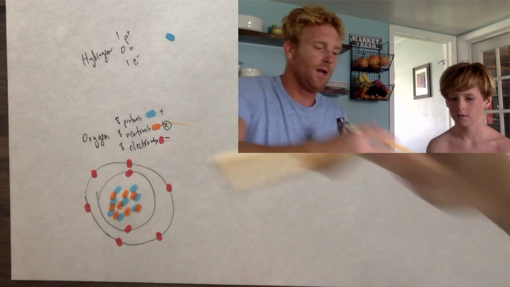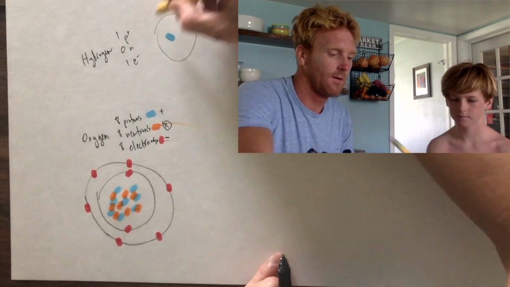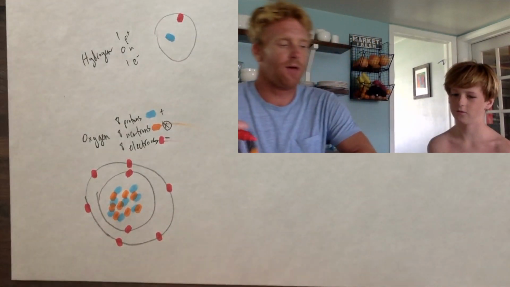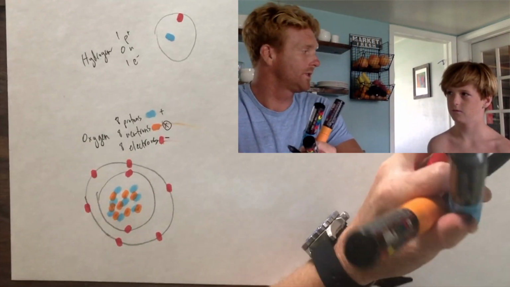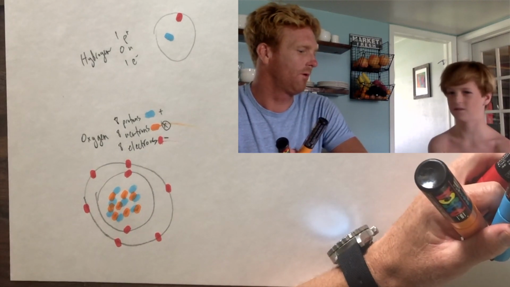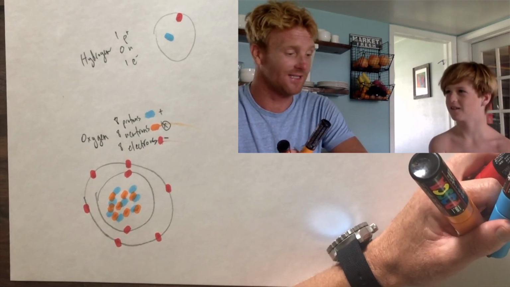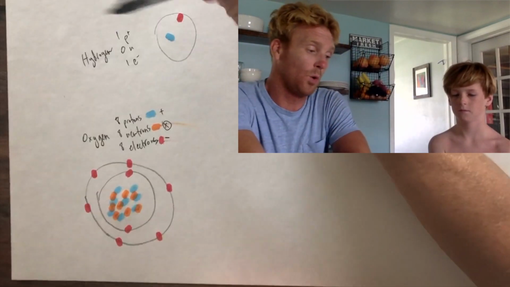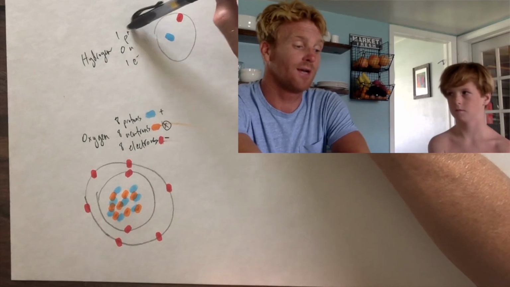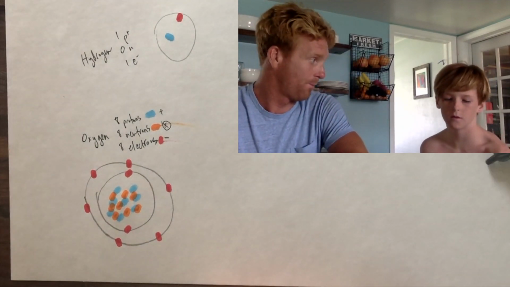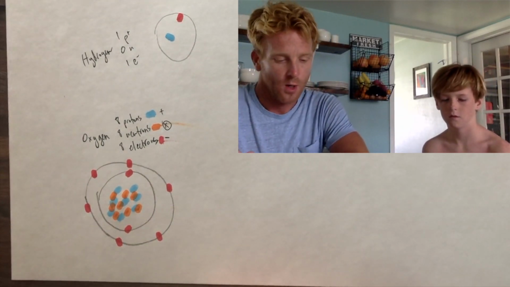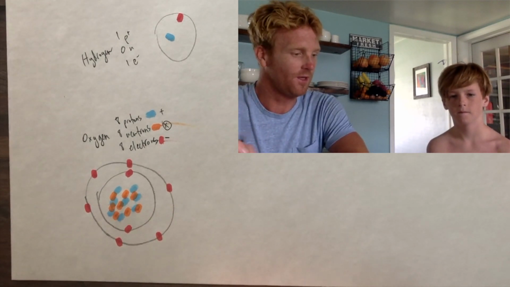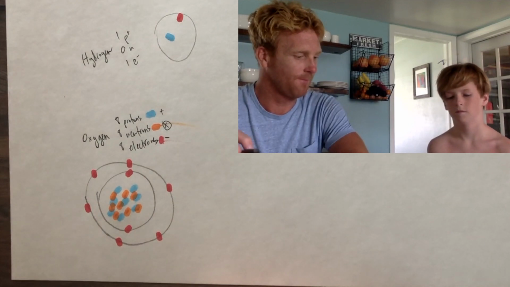And how many electrons is he going to have? 1. Is he happy by himself? No. What does he want? He wants 1 more, and that's exactly what he's looking for to achieve a stable arrangement. Point is, if you come across an atom that has 1 proton, he has to be hydrogen. All right, now we are going to talk about a couple of different types of chemical bonds.